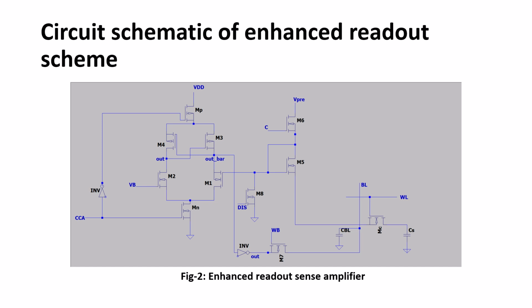So in case of storing one, the current which is pumping from this M6 is greater than which is flowing through this M5. As a result, this node voltage will start increasing, and this node voltage is connected to this current comparator, to the M1 transistor. So now the voltage is coming over here.